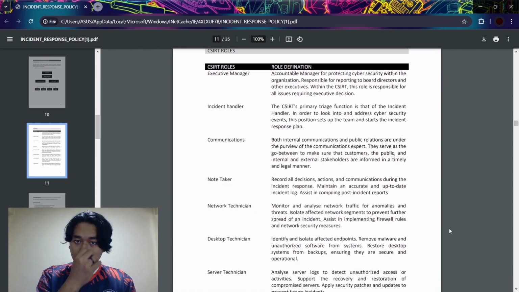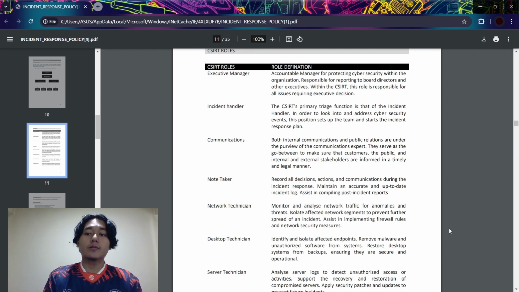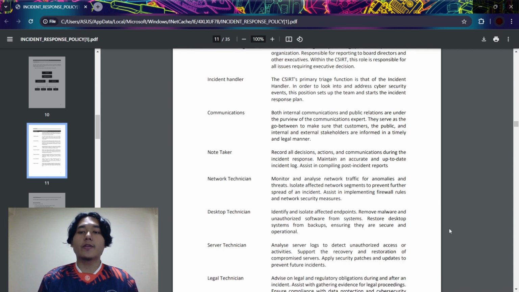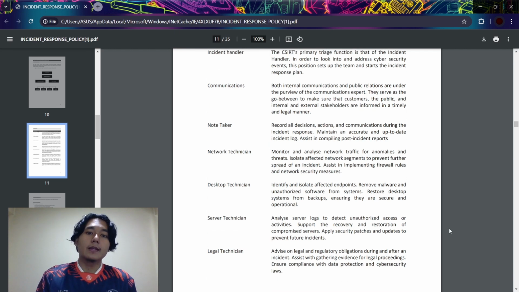Start with the executive manager, the accountable manager for protecting cybersecurity within the organization, responsible for reporting to the board of directors and other executives. Within the CSIRT, this role is responsible for all issues requiring executive decision. Next one is the incident handler. The CSIRT's primary triage function is that of the incident handler. In order to look into and address cybersecurity events, this position sets up the team and starts the incident response plan.